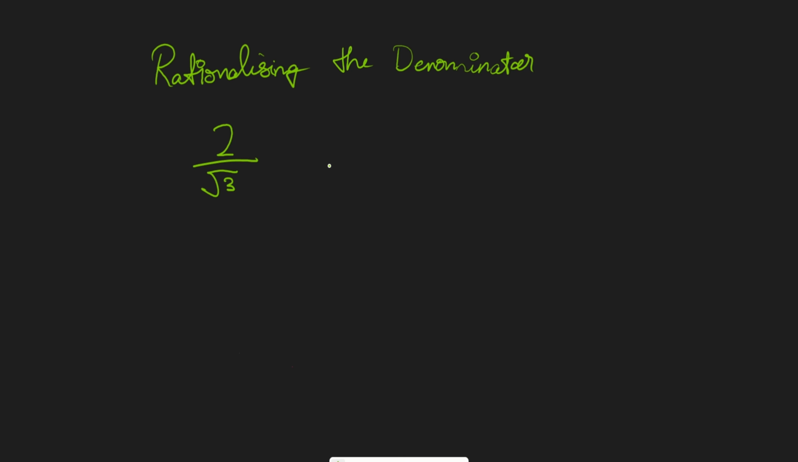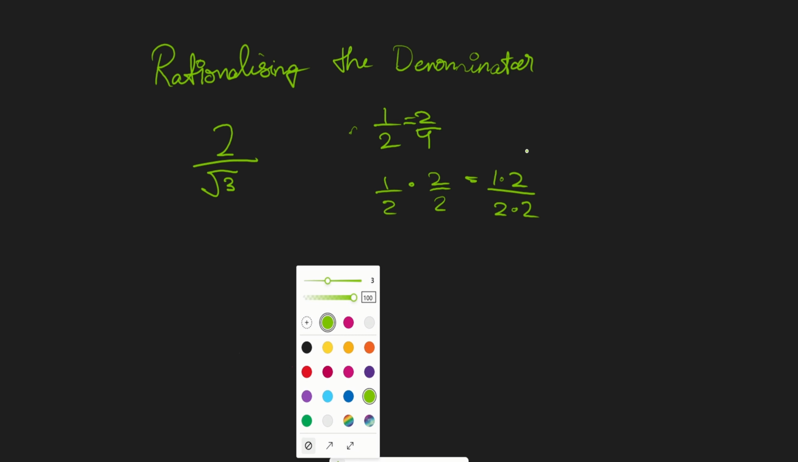So, we know that if you want to keep a fraction in the same form, 1 by 2 is the same as 2 by 4. But what have we done here? We've done 1 by 2 times 2 by 2, which is 1 times 2 by 2 times 2. So we're multiplying both the numerator and the denominator with the same number.